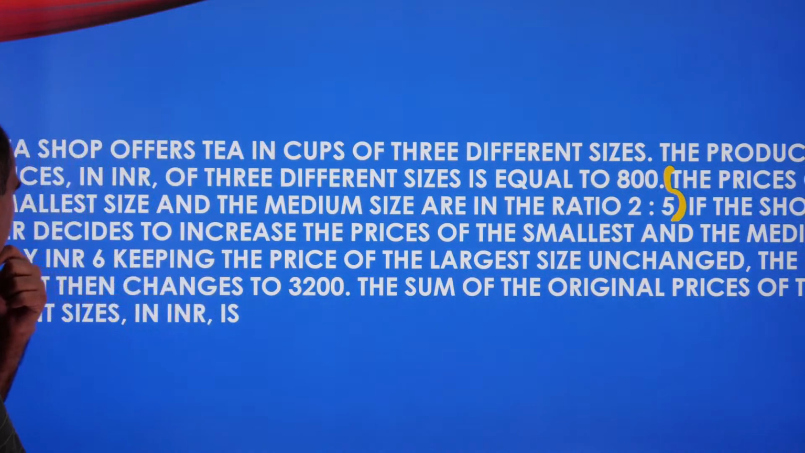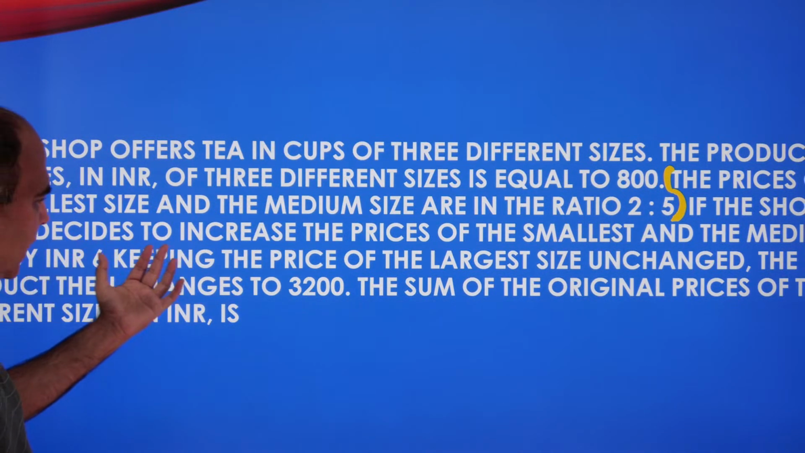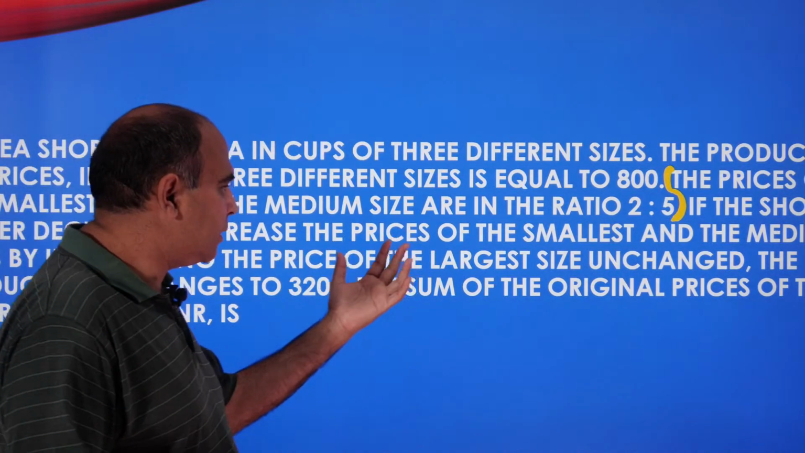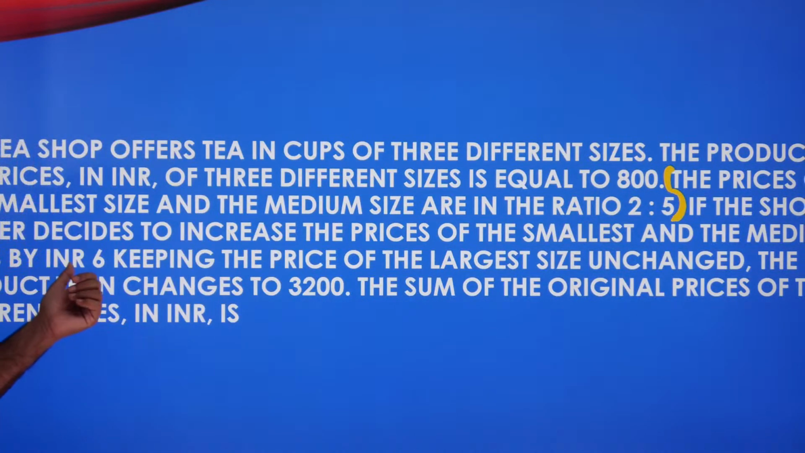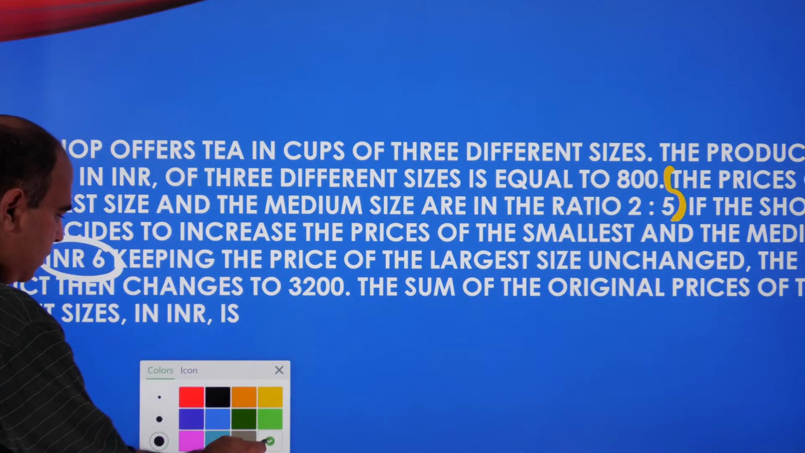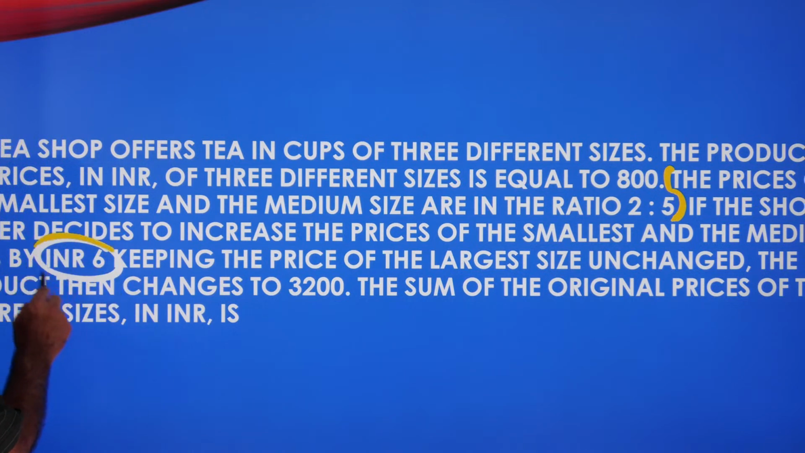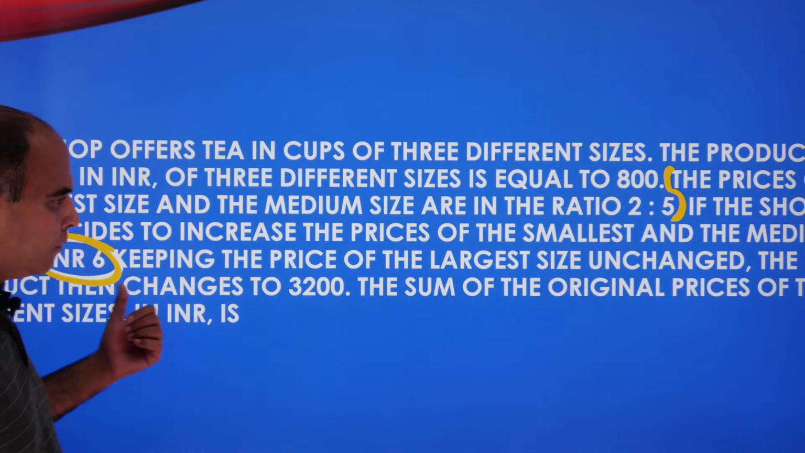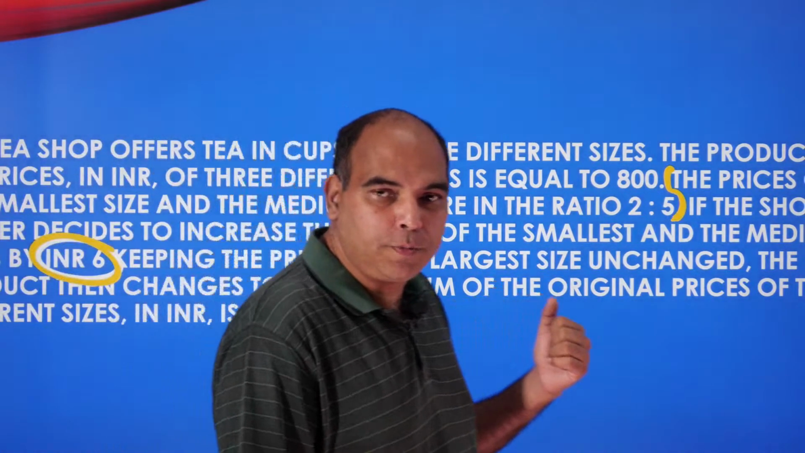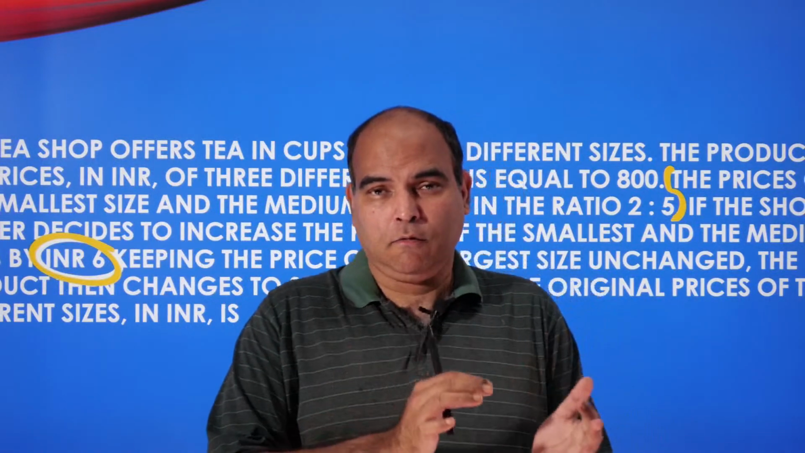And then the next sentence: if the shop owner decides to increase the prices of the smallest and the medium ones by INR 6. So what is he doing? He's raising the prices of the smallest and the medium ones by 6 rupees. That means he's making 2x plus 6, 5x plus 6.